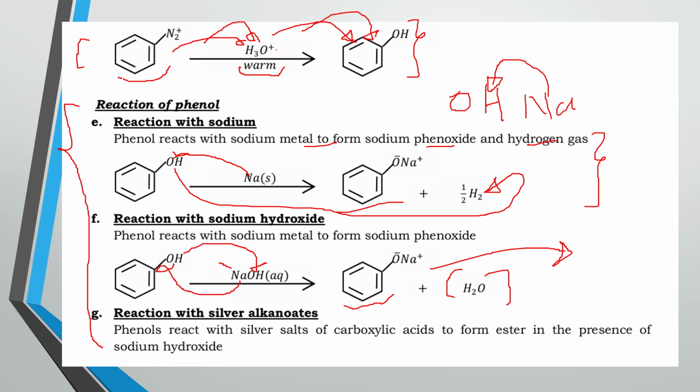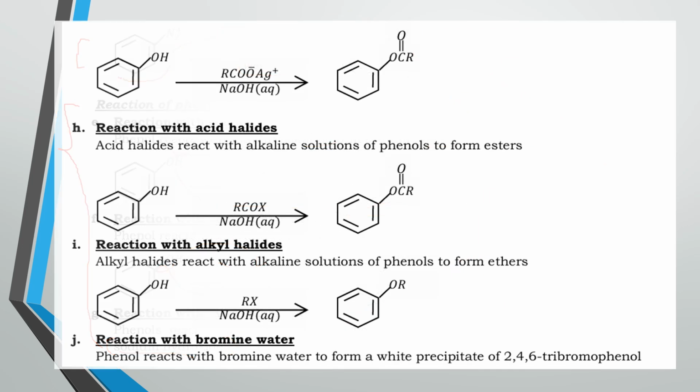Now you can also react our phenol with silver alkanoates, or what you can call silver esters. So let's look at the reaction for that. And that is done in presence of an alkaline medium, and for alkaline medium we are going to be mainly using sodium hydroxide. Now this is going to be a very rare reaction, and if it's examined, it's going to be in paper 1 chemistry where you have to complete the reaction.